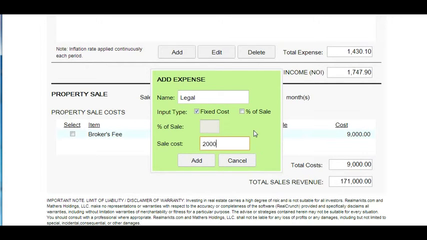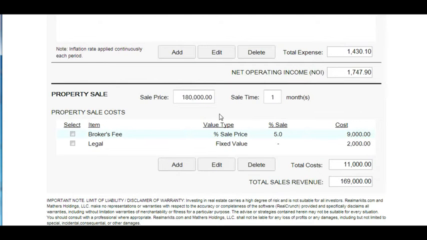Say 2,000 for whatever purpose. So you can add fixed values or additional percentage of values. And again, if you increase the sale time, the fixed values down here will be distributed across. So if you had 2 sale time, 2 months, that'd be 1,000 each month.